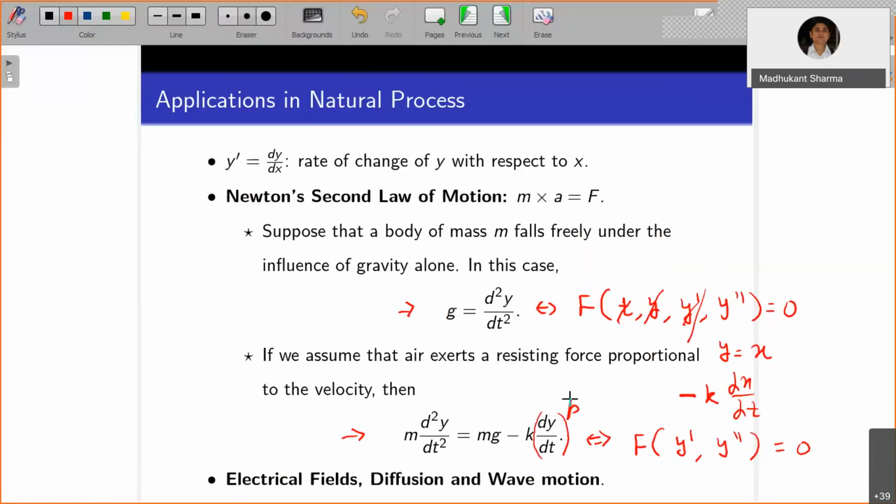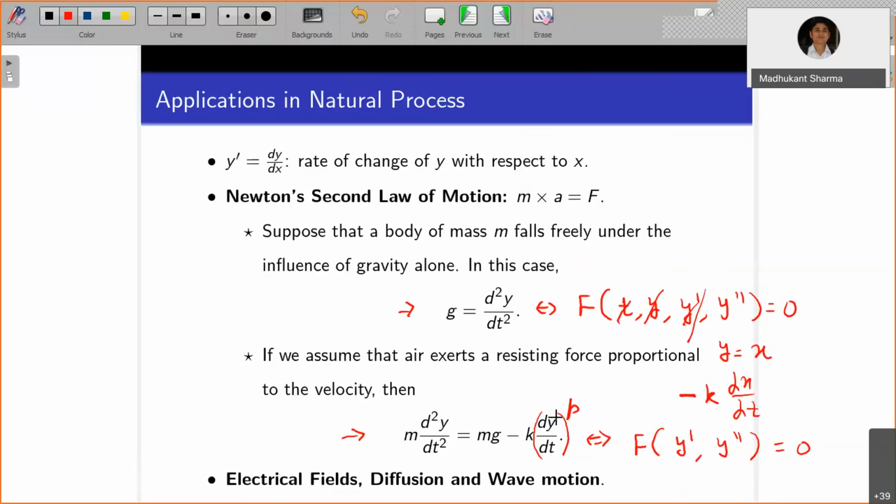If p is a fraction, you have to get rid of it. How? Suppose the square root of dy by dt is there. You take the other things on the left side and keep it on the right side, and then square both sides. So you get rid of the fractional power. This is necessary to define the degree of the differential equation, which we will also discuss a little bit later.